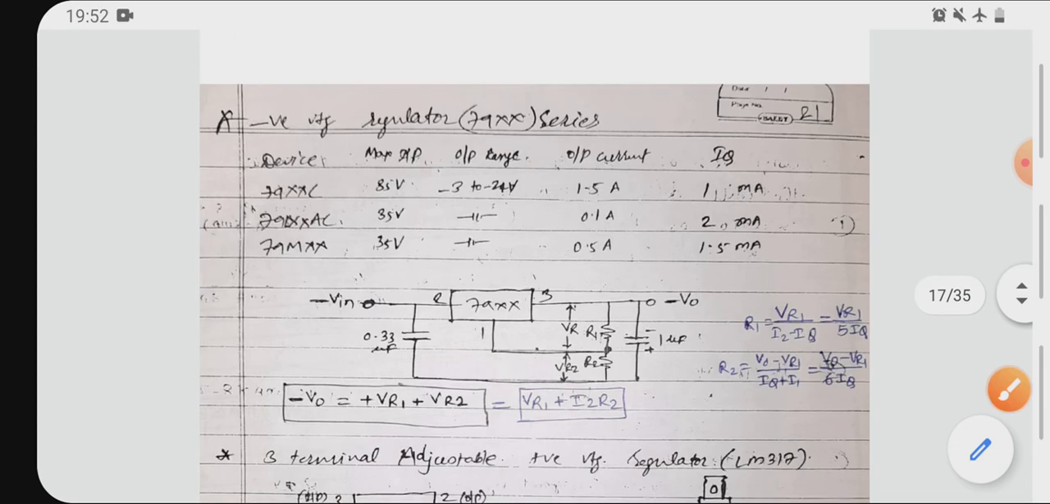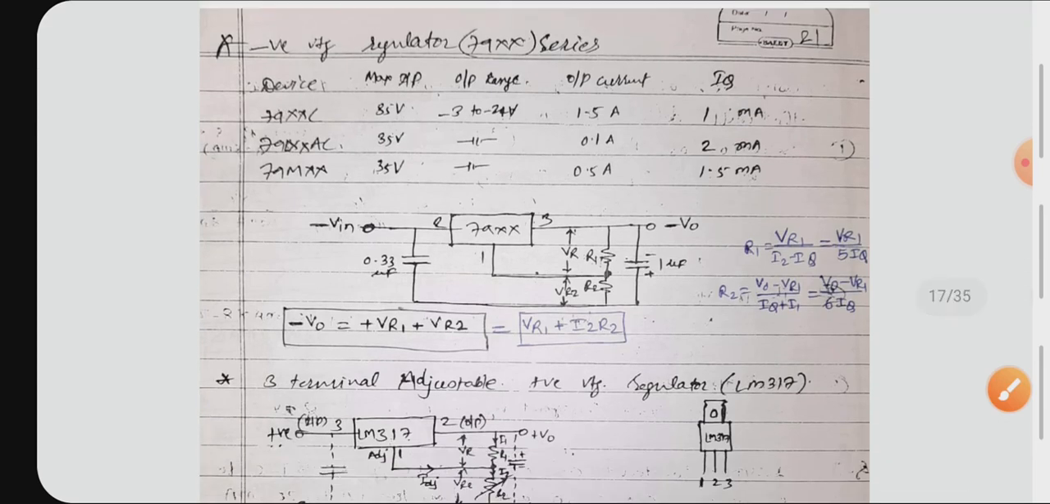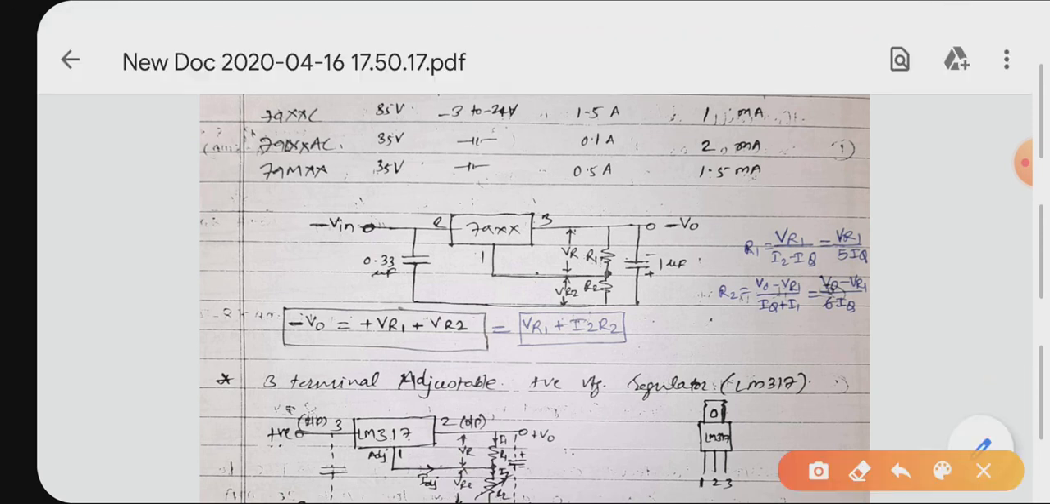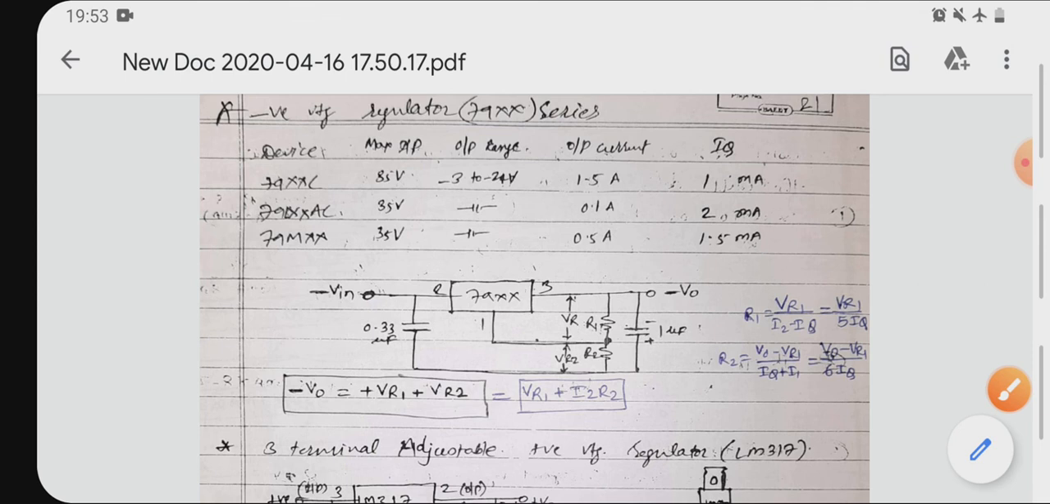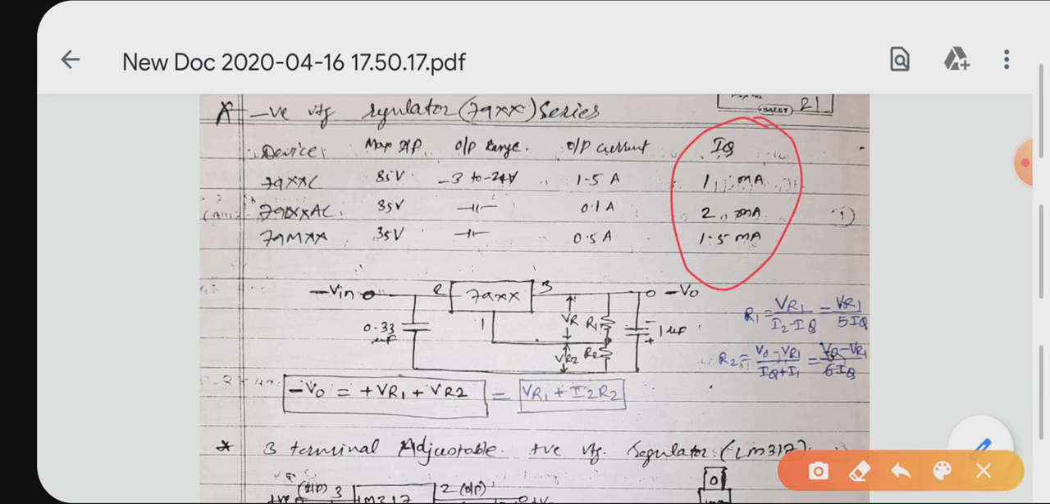Moving further, similarly you can solve the problem for 79XX series. There are different devices, 79XXC and 79XXAC, with different maximum output voltages, and the output voltage ranges from -3 to -24 volt, with output current and IQ values from 1 milliampere to 1.5 milliampere or 2 milliampere, like this. The circuit diagram is the same.